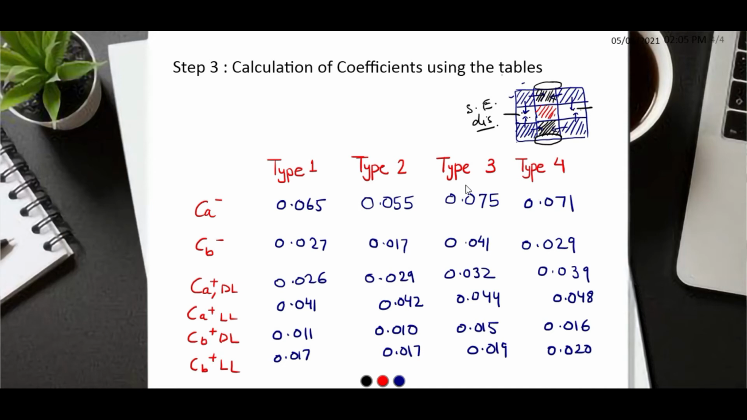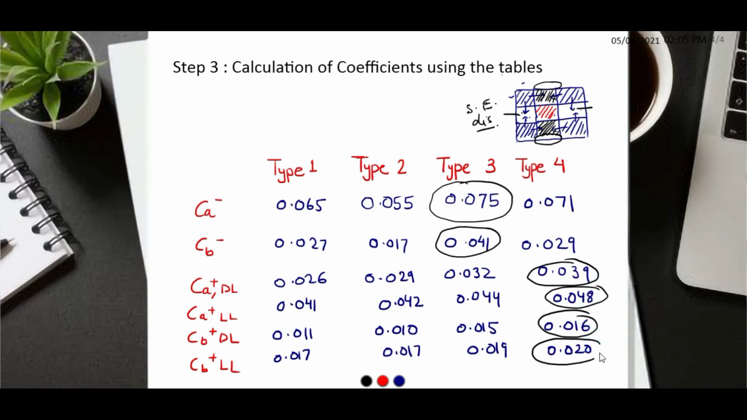So CA negative will be this value because this is the highest value, so this will be the controlling value. Similarly 0.041 here and 0.039 here, and this. So that means these are the coefficient values we need to use in the moment equation formulas.